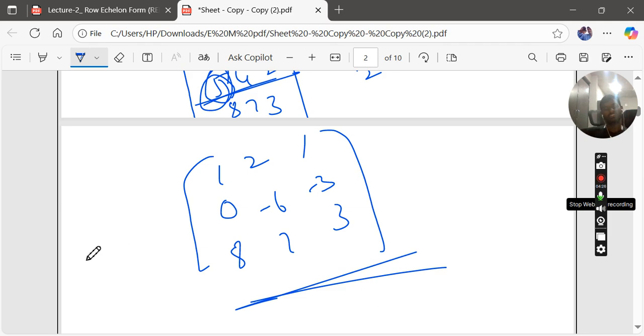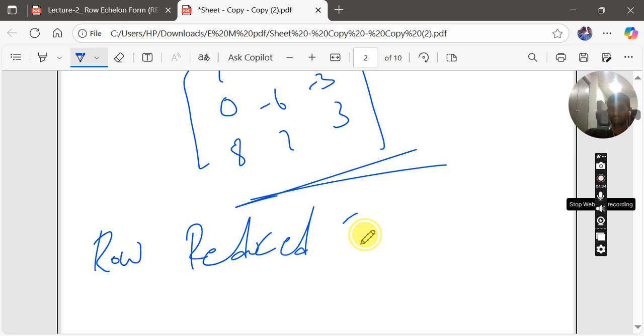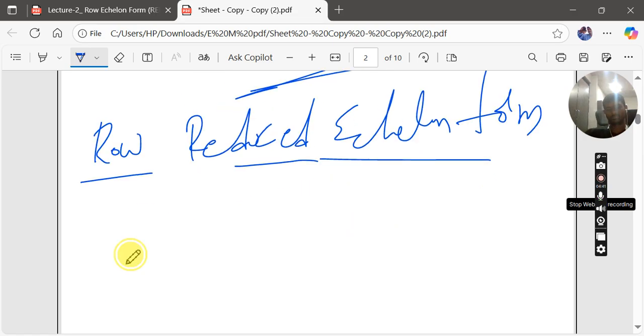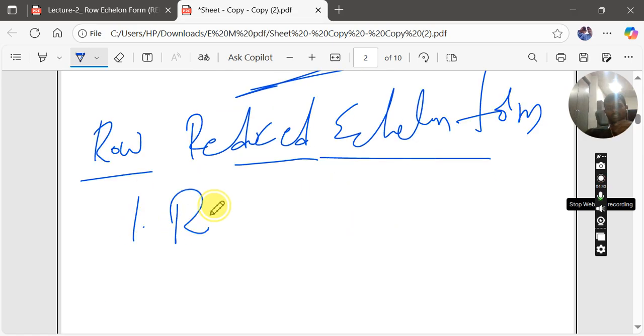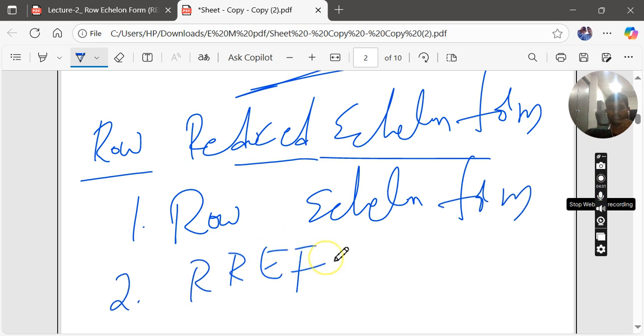So what is the use of these things? I already explained. So next concept, row reduced echelon form. In this, two forms will be there. One is row echelon form, another one is row reduced echelon form, RREF. Echelon form means you should be in any one of those forms.